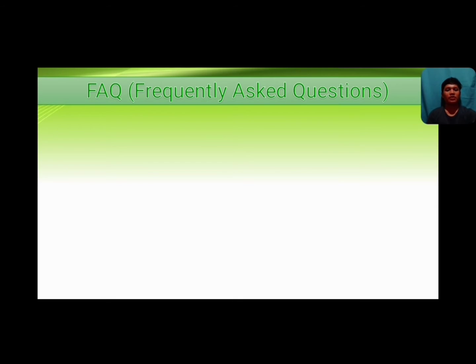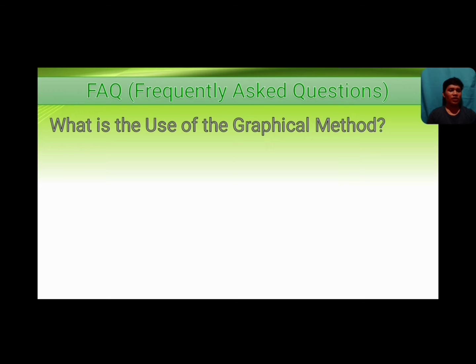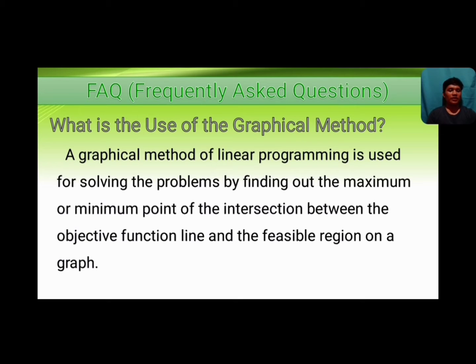Next question we have, what is the use of the graphical method? A graphical method of linear programming is used for solving problems by finding the maximum or minimum point of the intersection between the objective function line and the feasible region on a graph.